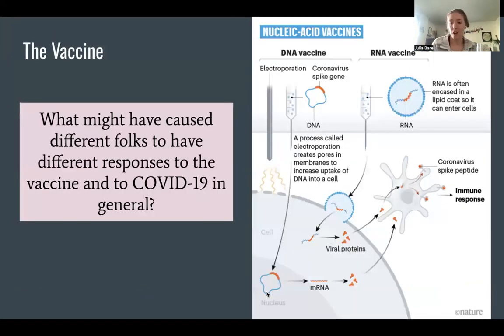Now, to conclude this lesson on COVID-19 and signal transduction pathways, I want to leave you with this question. What might have caused different folks to have different responses to the vaccine and to COVID-19 in general? For example, I know a lot of folks that had neurological issues with COVID-19, and they didn't have as many respiratory issues. Now, there's no straightforward answer to this question. There's no real right answer to this question, but it's just a question to make you curious and consider how people might respond differently to different vaccines.